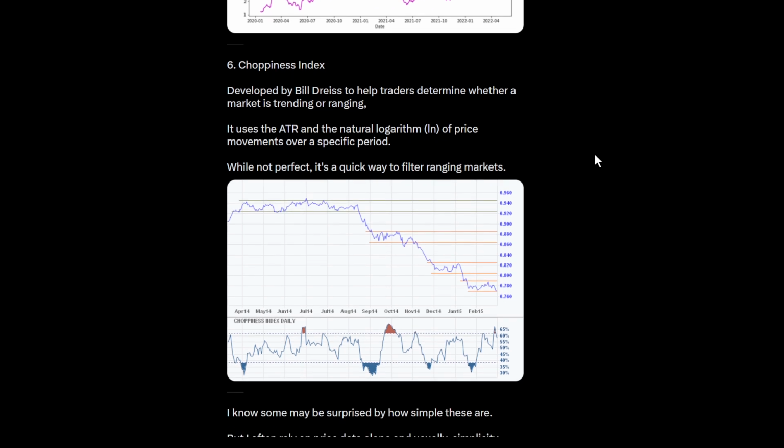And then six is choppiness index. Now this is probably the only one on this list that maybe not everyone will know. It is a bit more of an understated indicator, and not many people have mentioned it, at least to my knowledge. It is a really basic formula. It pretty much just uses ATR and a natural logarithm of price movements over a specific period. While it isn't perfect, it's not going to perfectly tell you when it's choppy or ranging markets, it can be a pretty good indication of it, depending.